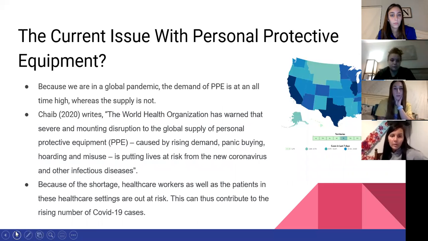The current issue with PPE. Because we are in a global pandemic, the demand for PPE is at an all-time high, whereas the supply is not. The World Health Organization has warned that severe and mounting disruption of the global supply of personal protective equipment caused by rising demand, panic buying, hoarding, and misuse is putting lives at risk from the new coronavirus and other infectious diseases. Because of the shortage, healthcare workers as well as the patients in these healthcare settings are put at risk. This can thus contribute to the rising numbers of COVID-19 cases.